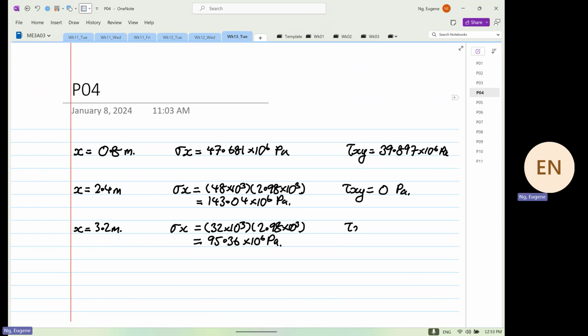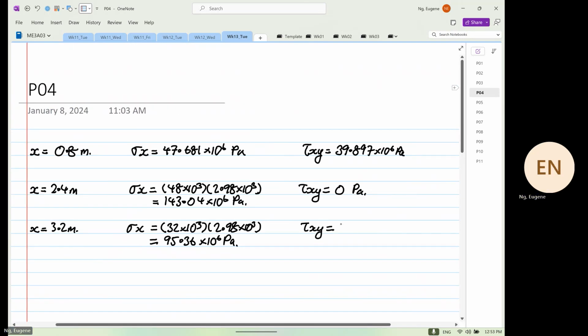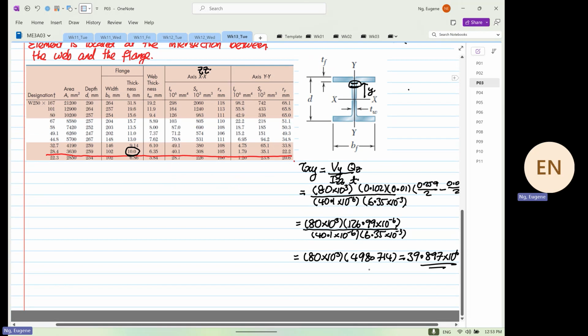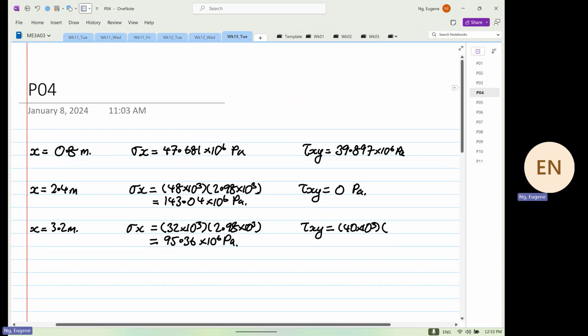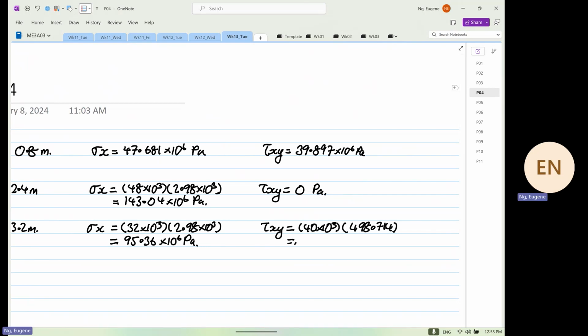Okay. And then your shear XY will be equal to what? So the shear will be equal to what? 40. Okay, so 40 times 10 to the power 3, multiplied by the shear coefficient, which is equal to what? 498.714. So 40 times 10 to the power 3 multiplied by 498.714. So it's 19.948. Right?